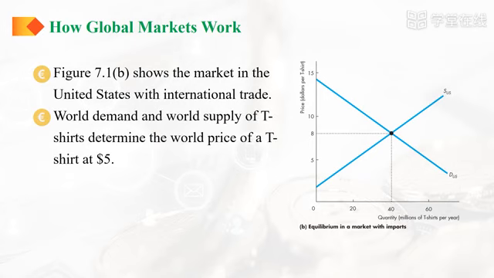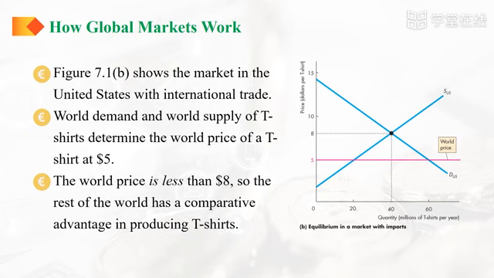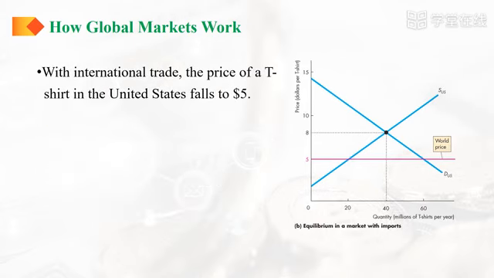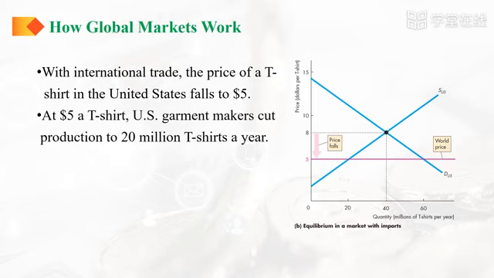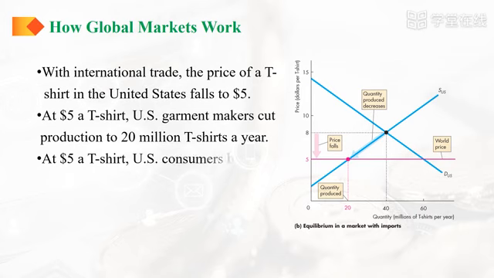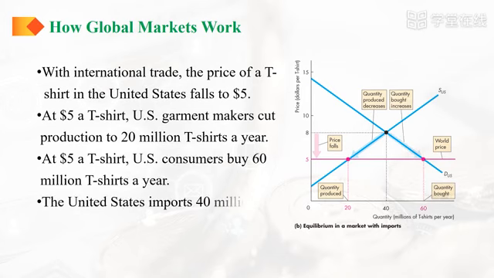Now the price of a t-shirt is determined in the world market, not the US domestic market. The world price of a t-shirt is less than $8, which means that the rest of the world has a comparative advantage in producing t-shirts. The world price line shows the world price at $5 a shirt. The US demand curve DUS tells us that at $5 a shirt, Americans buy 60 million shirts a year. The US supply curve SUS tells us that at $5 a shirt, US garment makers produce 20 million t-shirts a year.